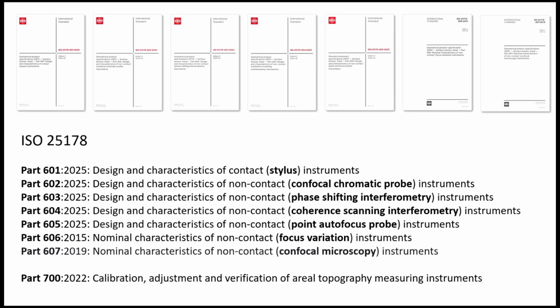The design and metrological characteristics of these instruments are described in ISO 25178, parts 601 to 607, first published between 2010 and 2019, with recent revisions in 2025. Each metrological property can be calibrated, and the impact of influence factors can be evaluated following Part 700 procedures.